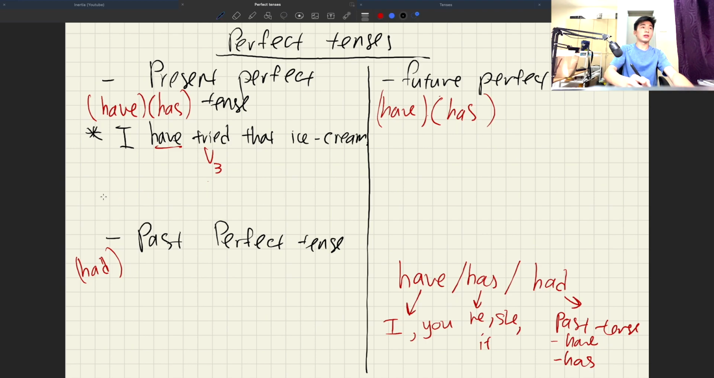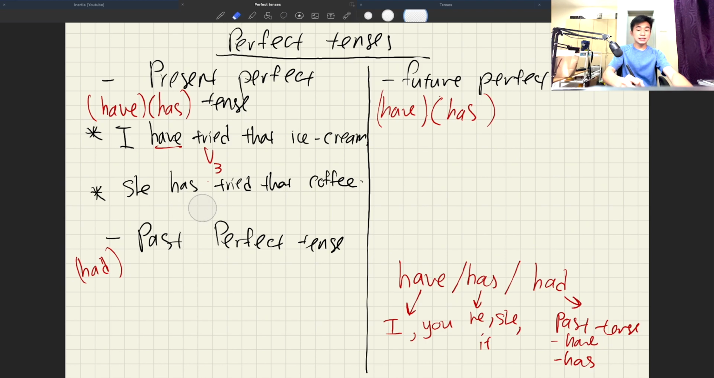Let's try the other one, which is maybe she. Third person singular. She has tried that, maybe coffee, right? It's the same. The only difference is have and has. So I have, she has, third person singular, so has. Let me just use a red pen so that it's easier for us to see. So has, and then verb 3, tried.